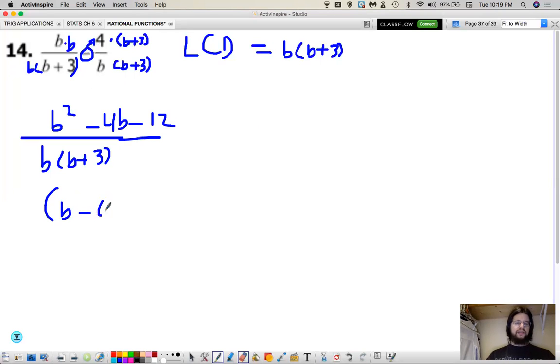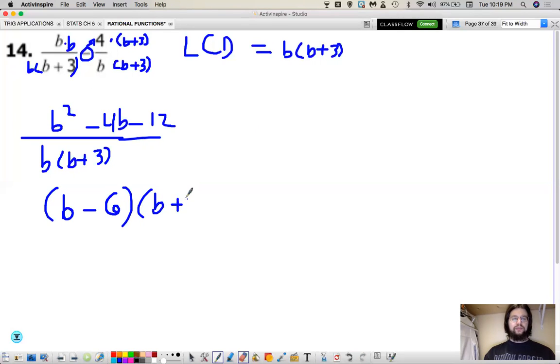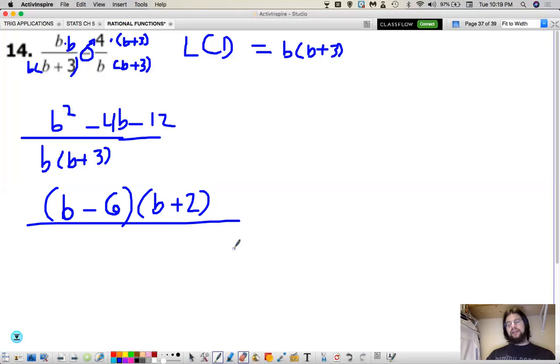b minus 6. That's terrible. Let me try and draw very nice and neat. b minus 6. So that's not b minus b, that's b minus 6. Okay. And then a b plus 2. Those are b's. See, that's why I like the variable x, because x doesn't look like a number.